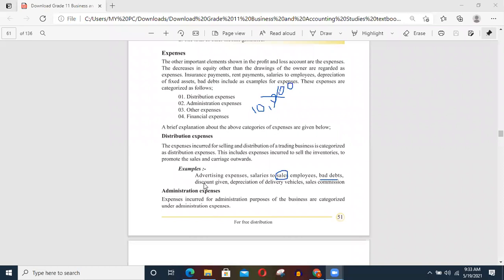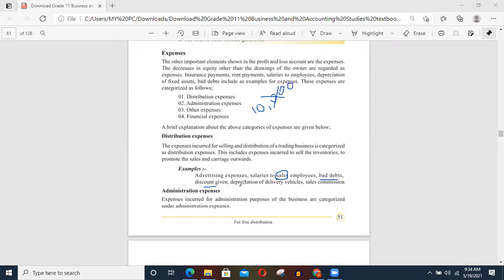And the next one is discount given. Discount given, in other words, we can call it discount allowed. So you allow discounts to your debtors, right? Why does it happen? Because of the sale, right? So once again, even discount allowed comes under distribution expense here.